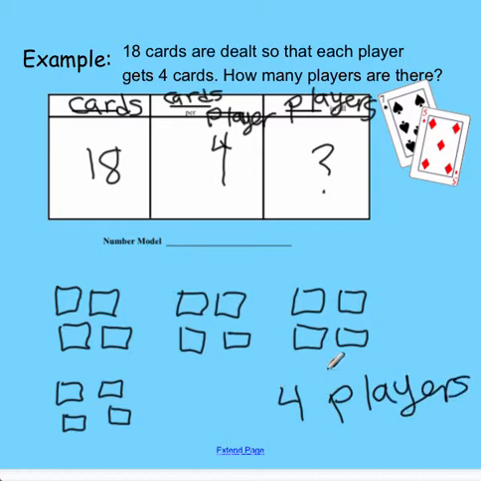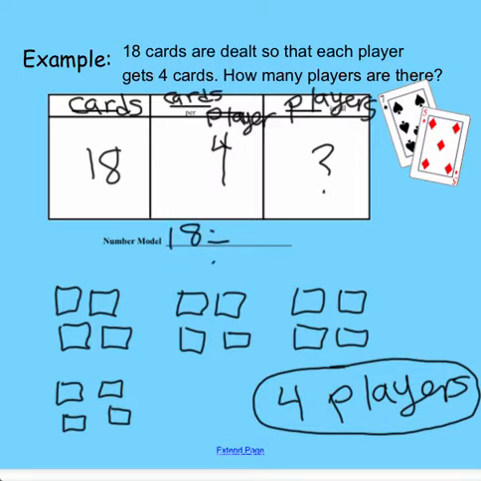There's 4 players. If I wanted to do a number model, it would be 18 divided by 4 cards per player would equal my answer of 4 players, and there would be 2 cards left over. Now I didn't actually show those leftover cards, but I could draw them down here. And if I double check, I would see 4, 8, 12, 16, 17, 18. Yep, that's the 18 cards that I started with.